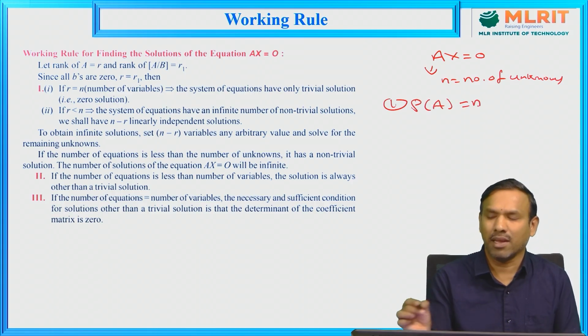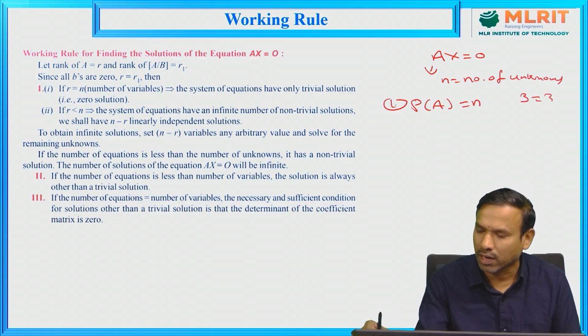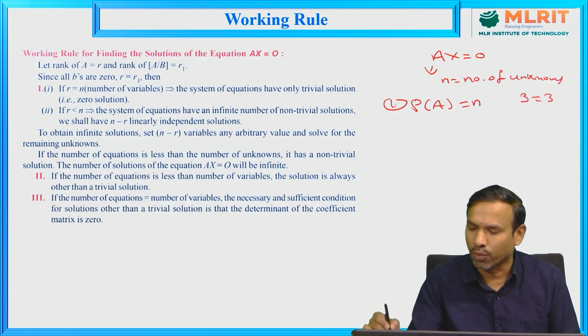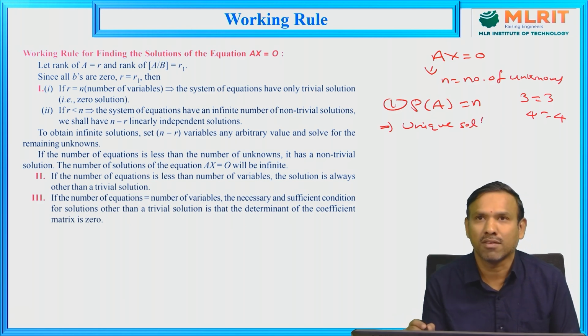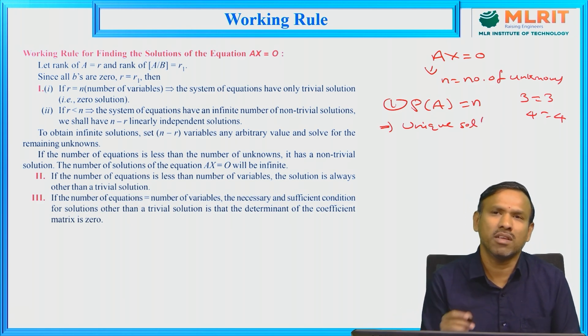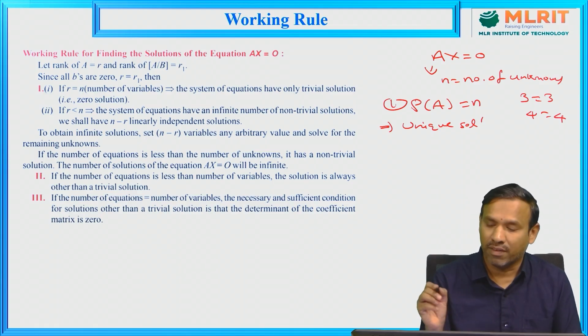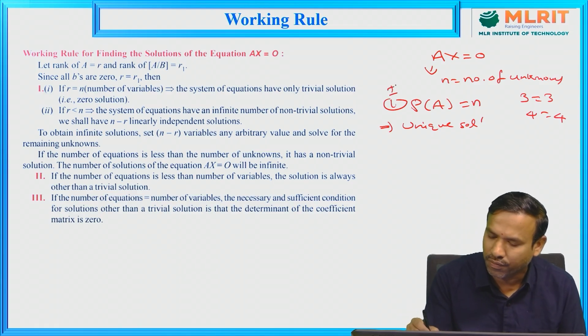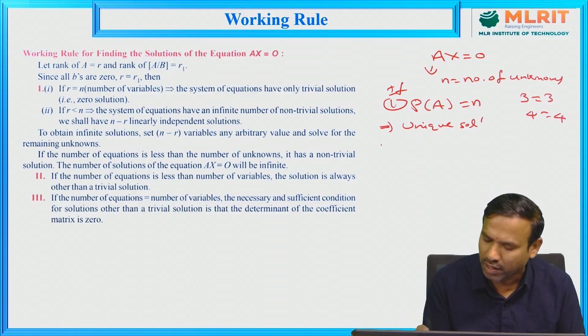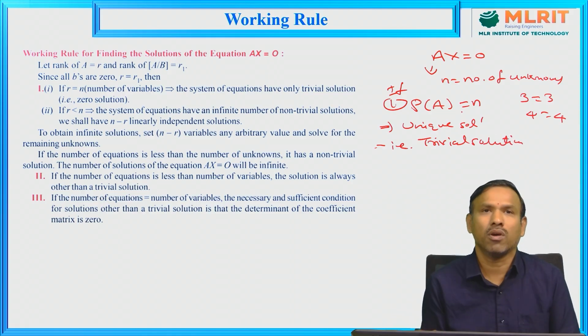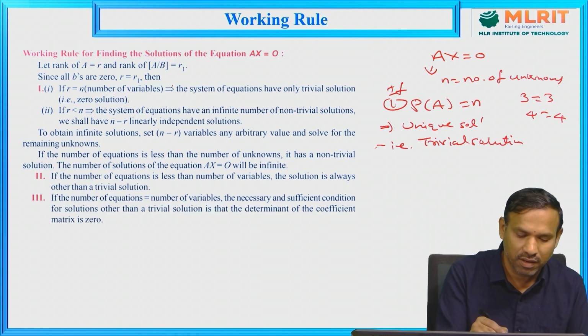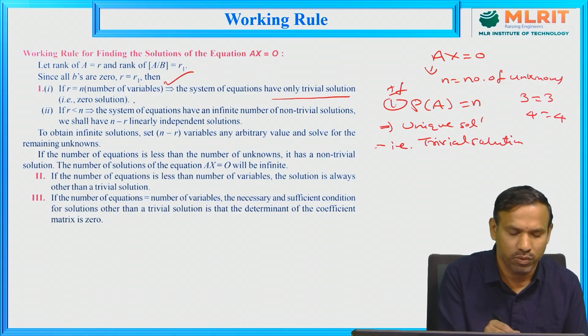Consider the first case: if the rank of A is equal to the number of unknowns. Suppose you got rank 3 in the given system and unknowns also 3, or rank 4 and unknowns also 4. Then the system will have a unique solution, as in the non-homogeneous system. Unique means one and only one solution. For a homogeneous system, that is the trivial solution. So if rank of A is equal to n, the system has one and only one trivial solution.